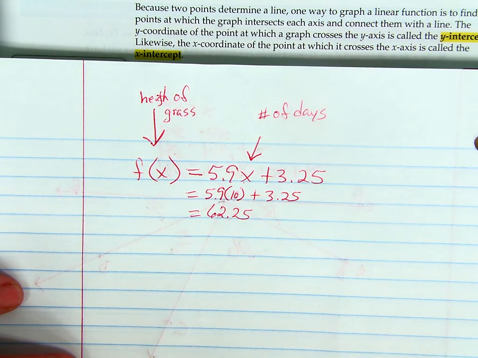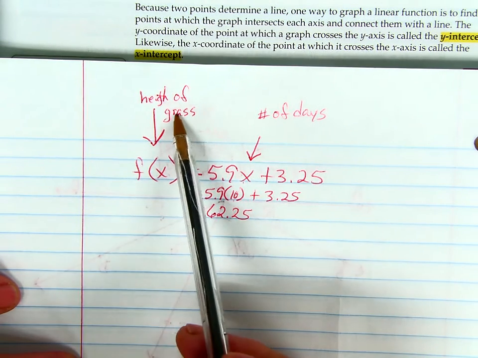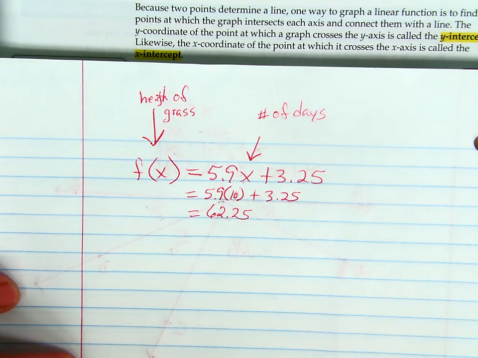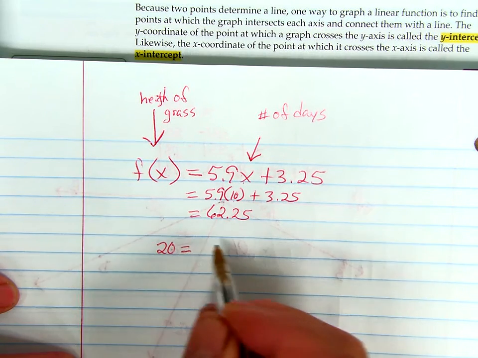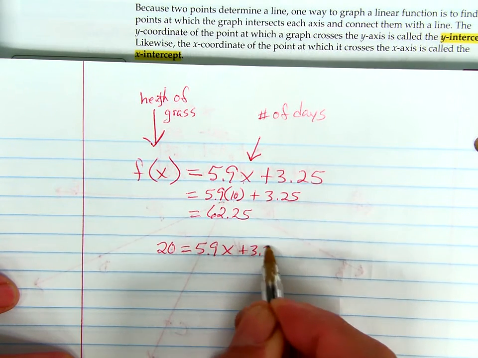Or, instead of giving you the number of days, they can tell you how tall the grass is. If they say the grass is 20 inches tall, then here's how you would work it. 20 equals 5.9x plus 3.25.